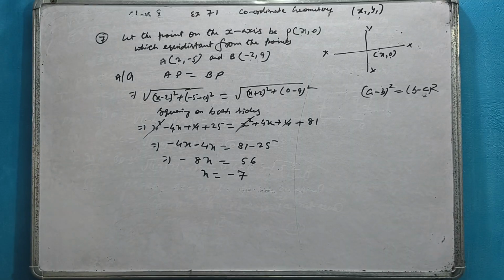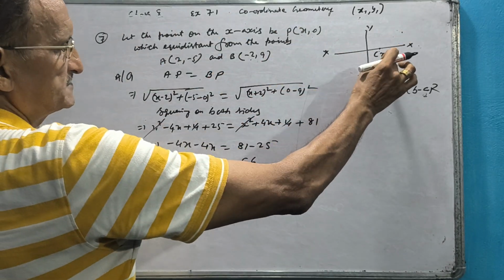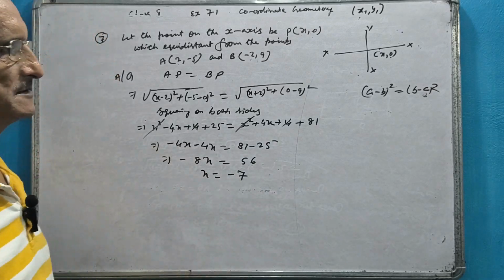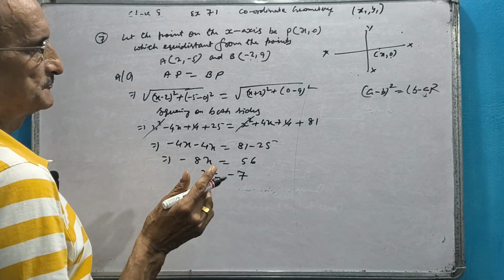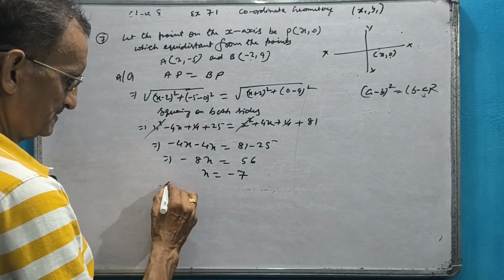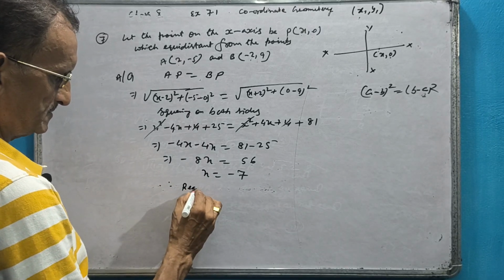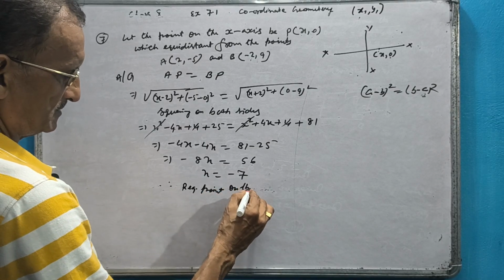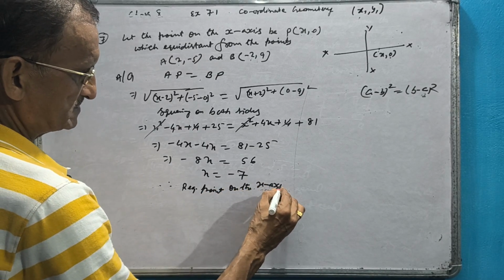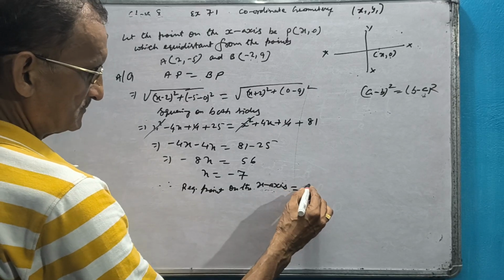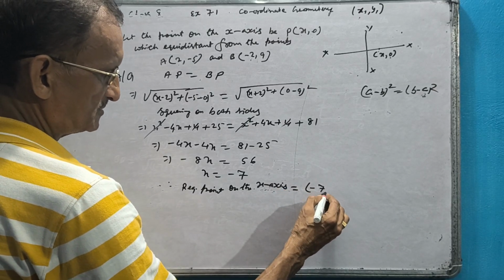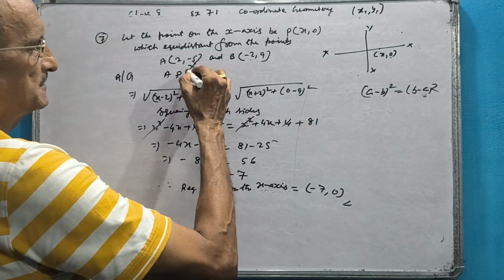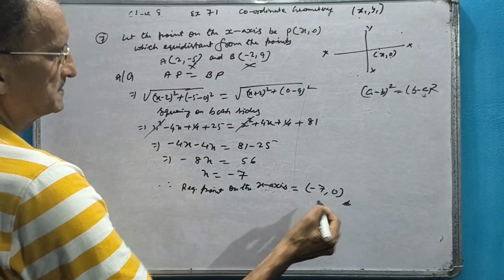What do we have to find? We have to find the point which is on the x-axis, in the form of x, 0, and x equal to, what we have got, minus 7. So what will the point be on the x-axis? The required point on the x-axis is x comma 0, that means minus 7 comma 0, which is equidistant from these two given points, this and this. So this is the answer.